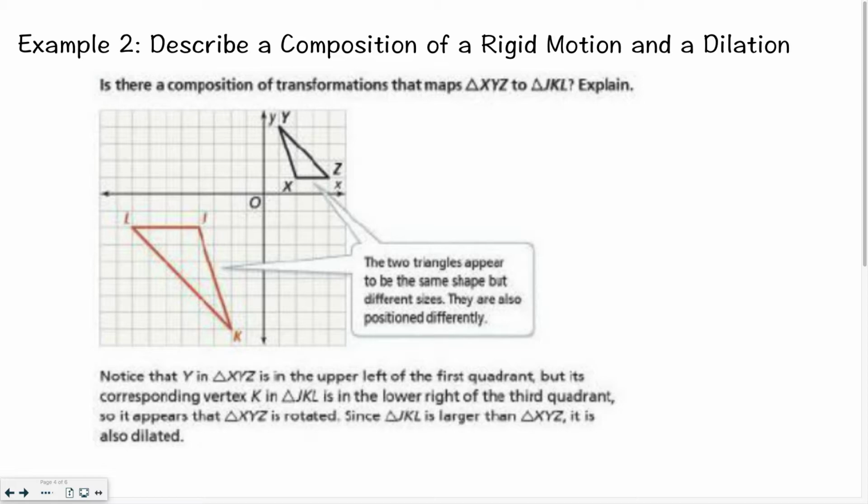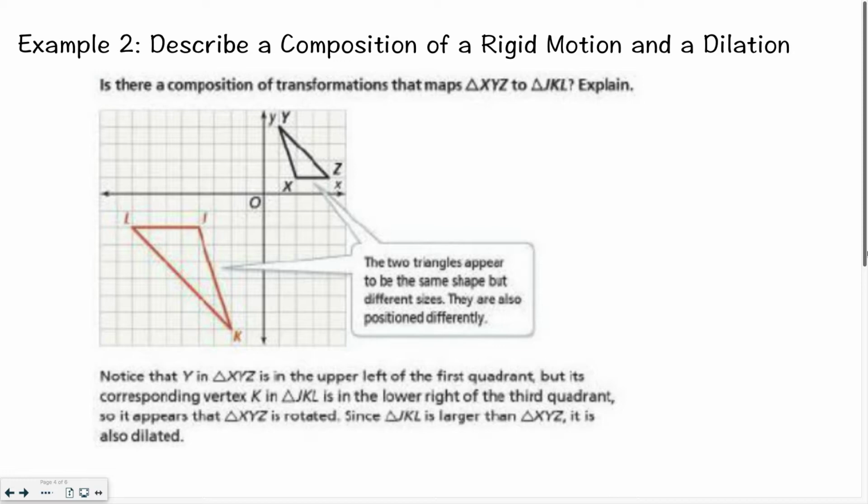And explain. So if we look at both of the triangles, the two triangles appear to be the same shape, okay? They look the same. They have that one larger angle and a flat side, right? But they are different sizes. And they're also positioned differently, right? One of them's kind of standing upright and the other one's facing down. So that means that there's at least two motions that occurred. One would have to be a dilation, right, to change the size. But we have to think, is this a translation?